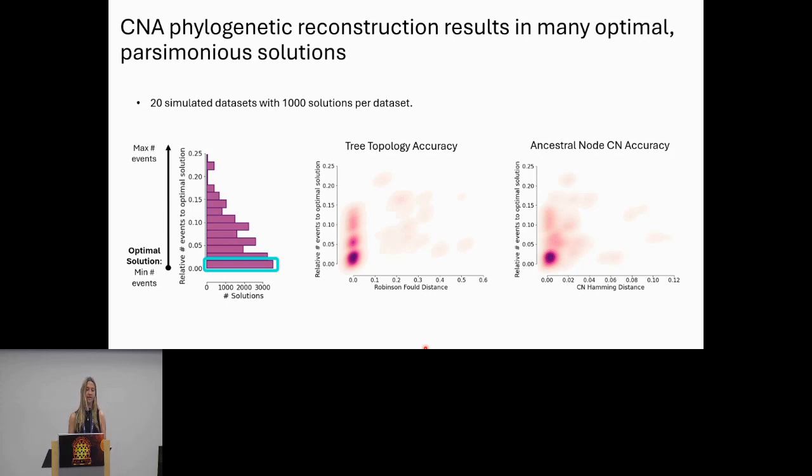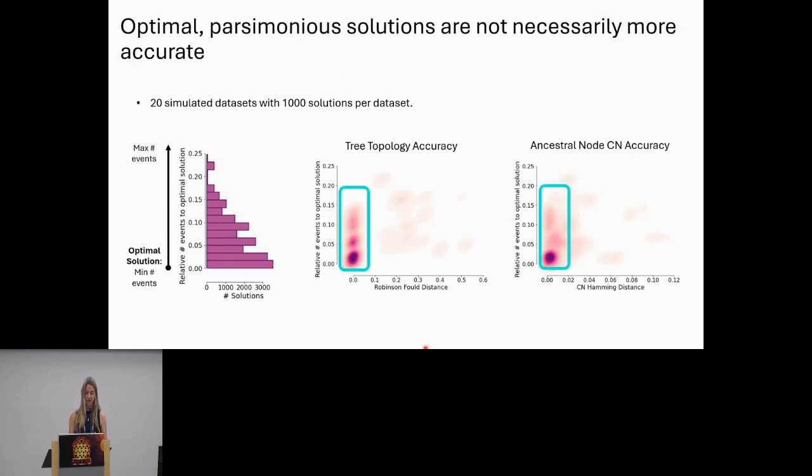We then wanted to look at the impact that this could have on the accuracy of our phylogenetic reconstruction, initially looking at tree topology accuracy, where the Robinson-Foulds distance indicates whether we've inferred the correct topology, and also the ancestral node copy number accuracy, so how good we are at inferring these internal copy number profiles. And so as we can see here, a couple of important things actually.